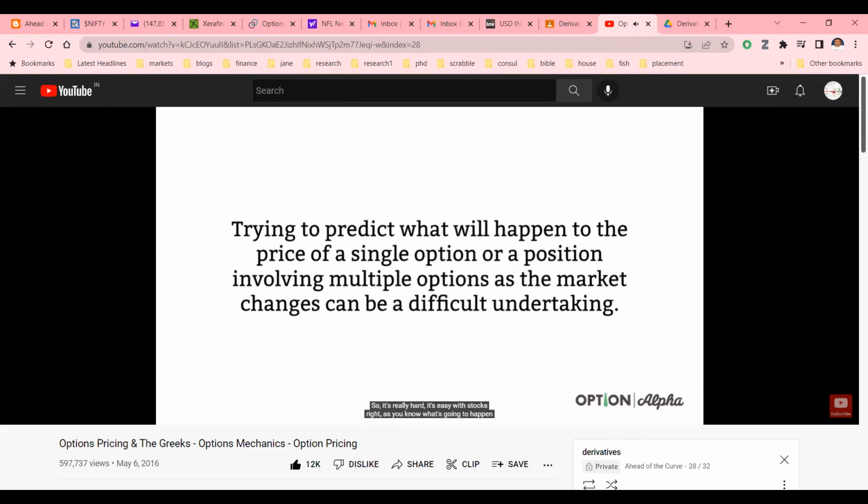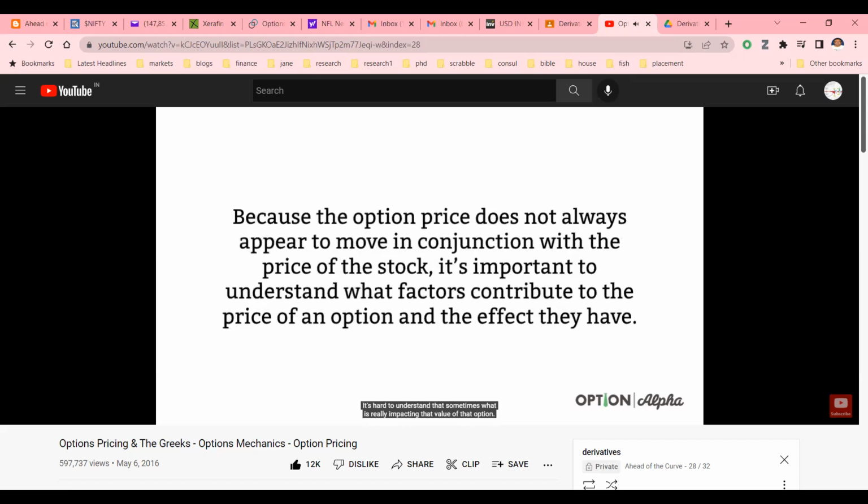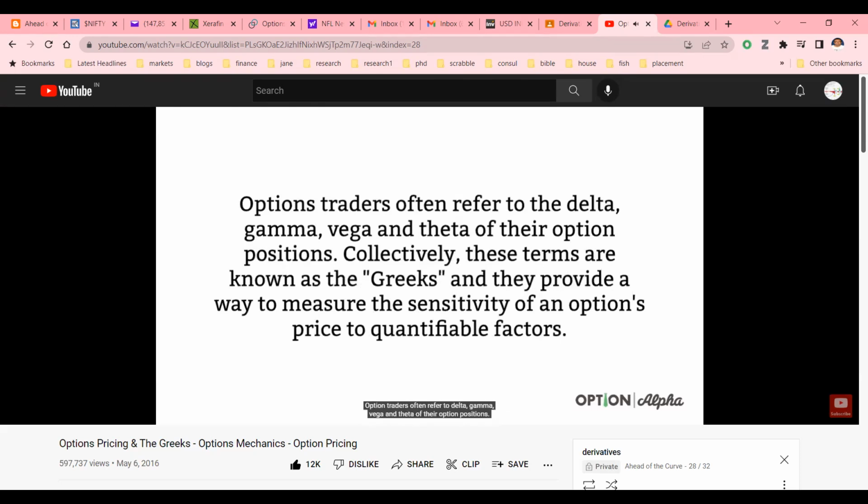So it's really hard. It's easy with stocks, right? You know what's going to happen with the value of a stock because you can see it visually, right? The stock value goes up or the stock value goes down. With options, there are so many different components that factor in. It's hard to understand sometimes what is really impacting the value of that option. So like we said, because the option price does not always appear to move in conjunction with the price of the stock, it's important to understand what factors contribute to the price of an option and the effect that they have. Option traders often refer to delta, gamma, vega, and theta of their option positions.